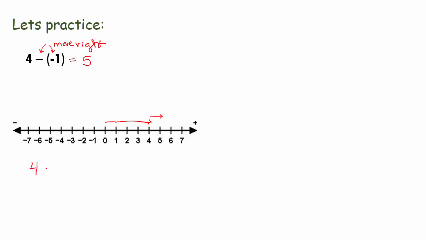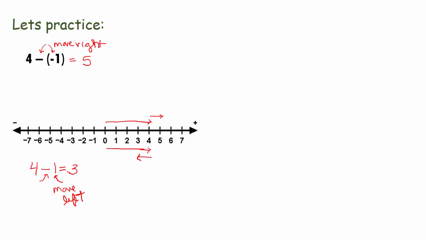I just want to make sure. 4 minus a negative 1 can't be the same as 4 minus 1. Well, 4 minus 1, you'd move 4 to the right. Subtracting a positive, we would have to move to the left, so you move 1 to the left. That ends up at 3. So I just want to make sure you remember, when you subtract a positive, you move left.